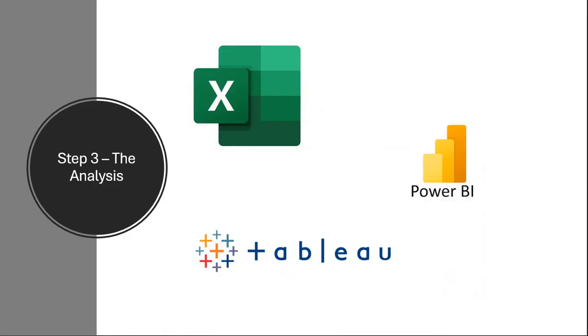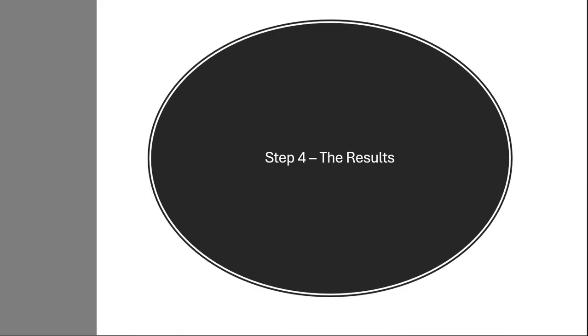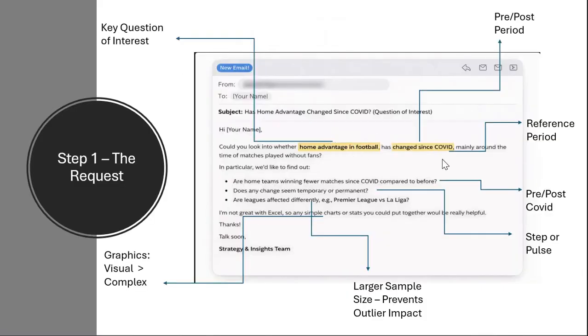Okay, so once the analysis has been done, this is when you get on to step 4, which is the results, and that's what I'm going to show you right now. If we go back to the questions of interest, which is the thing we're most interested in here, since you want to look at home advantage in football, has it changed since COVID, mainly around the time of matches played without fans? Are our home teams winning fewer matches since COVID than before? Clearly, no, it hasn't really changed. It's gone up and down 1%, so there's no clear indication there of any clear difference. Does any change need to be temporary or permanent? So obviously, since COVID came in, there was a change, but this seemed to only be temporary.